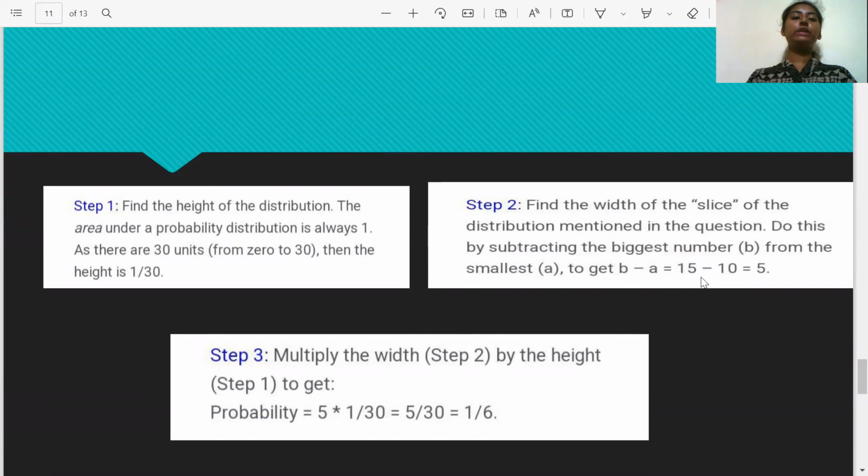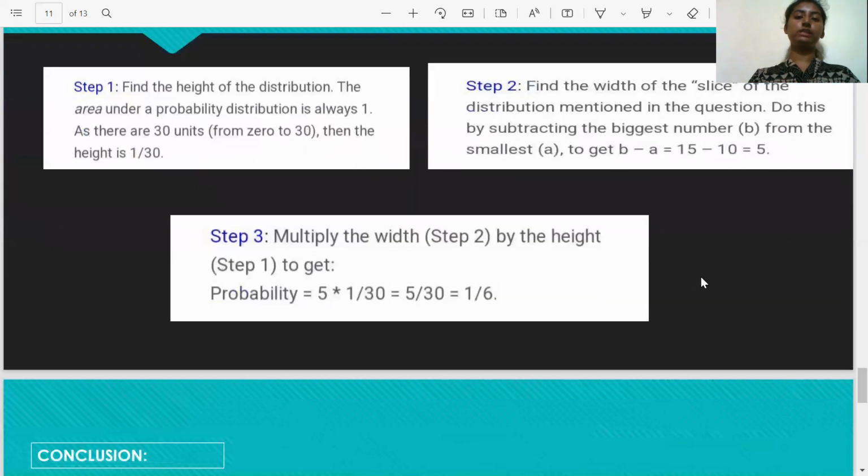Steps. Step 1. Find the height of the distribution. The area under a probability distribution is always 1. As there are 30 units, the height is 1 by 30. Step 2. Find the width of the slice of the distribution mentioned in the question, by subtracting the smallest number from the biggest: b minus a equals 15 minus 10 equals 5. Step 3. Multiply the width by the height to get the probability: 5 into 1 by 30 equals 5 by 30 equals 1 by 6.